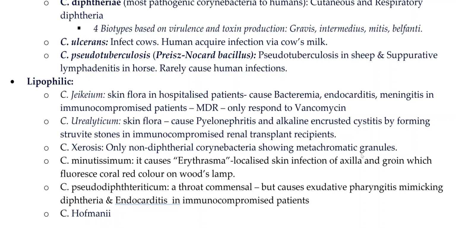And another one is Corynebacterium pseudodiphtheriticum. It is a throat commensal, but it can cause exudative pharyngitis, which mimics diphtheria, and endocarditis, especially in immunocompromised patients. So, if person is immunocompromised and showing respiratory diphtheria, then this pseudodiphtheriticum should be kept in mind. Then Corynebacterium hofmannii, this is another lipophilic corynebacteria. So, this is the classification.